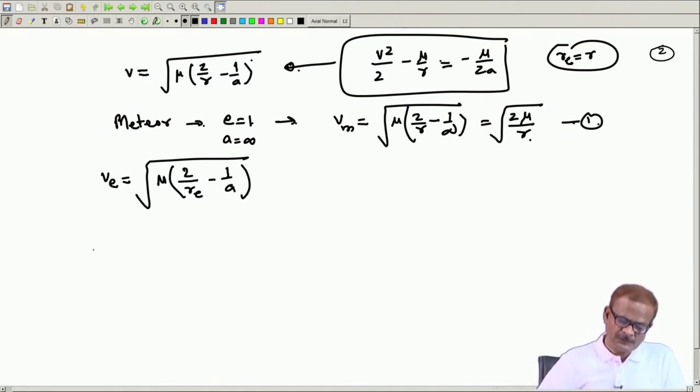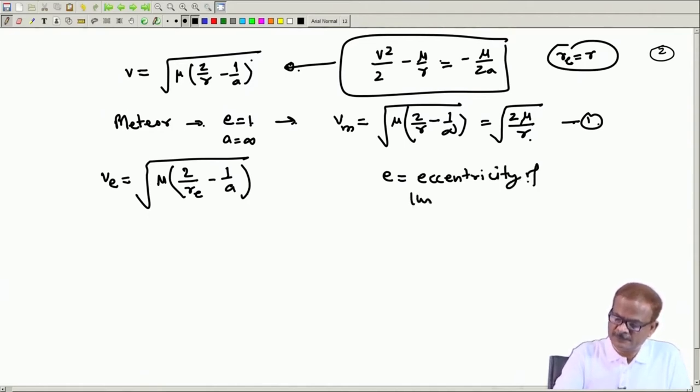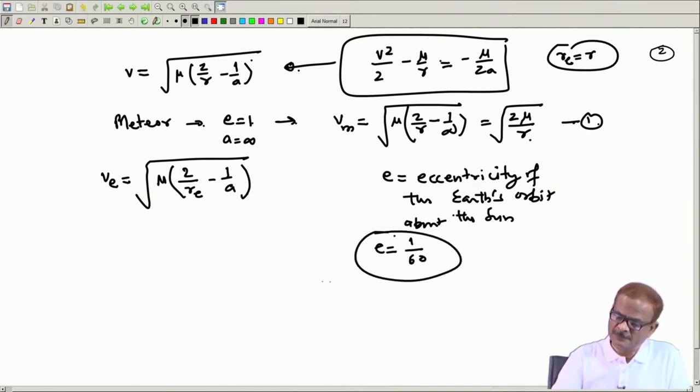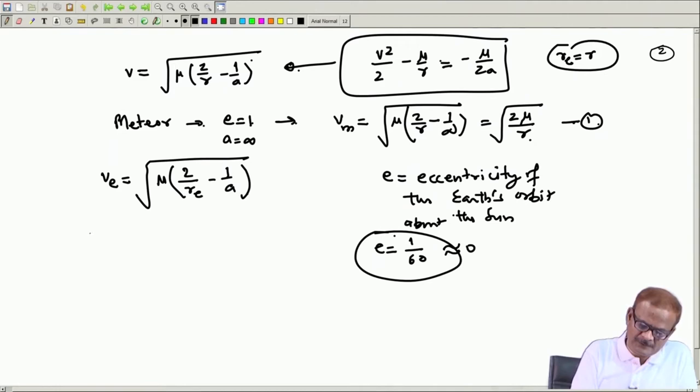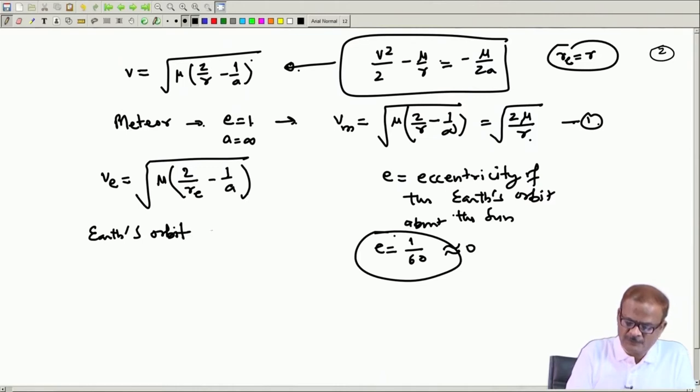And let us assume that the eccentricity E of the earth's orbit about the sun is E equal to 1 by 60 around. Okay. So, this we will assume to be 0. That means we will assume this to be a circular orbit. So, if we assume it to be a circular orbit, this is a simplification, earth's orbit is circular.